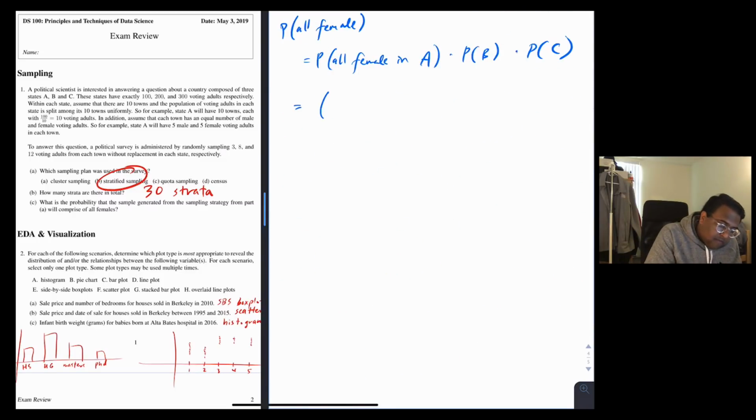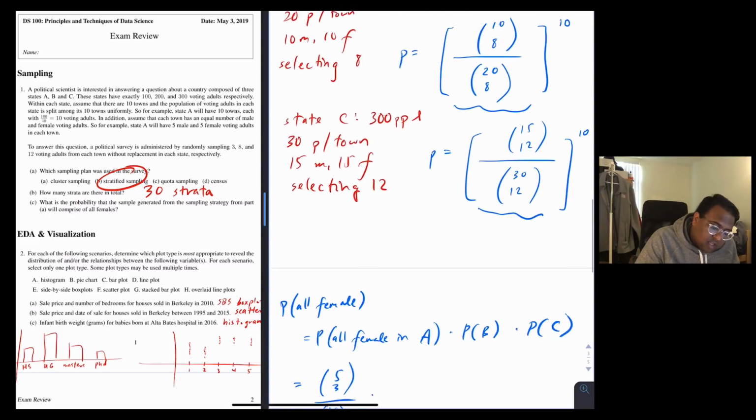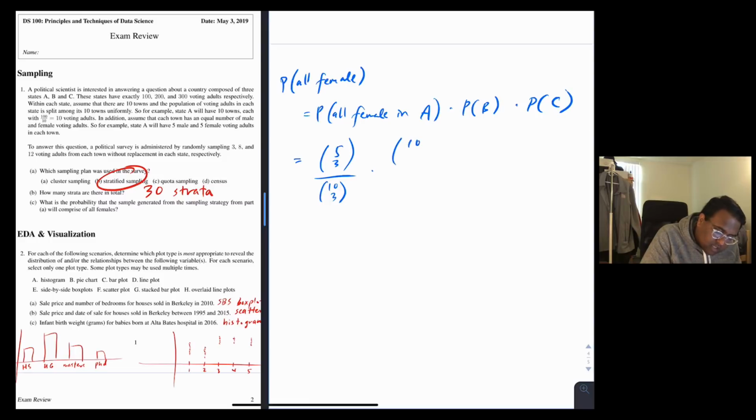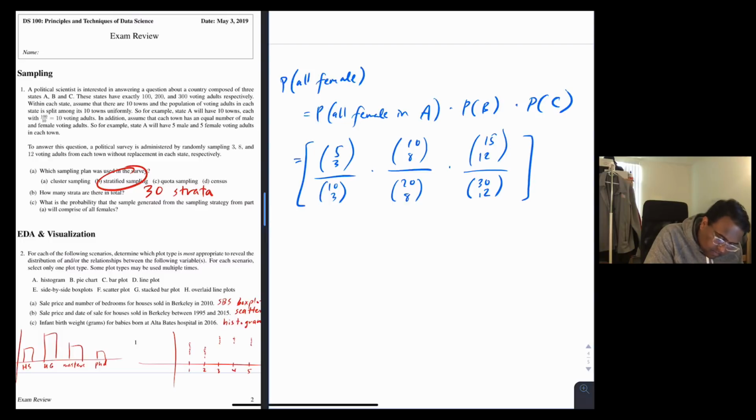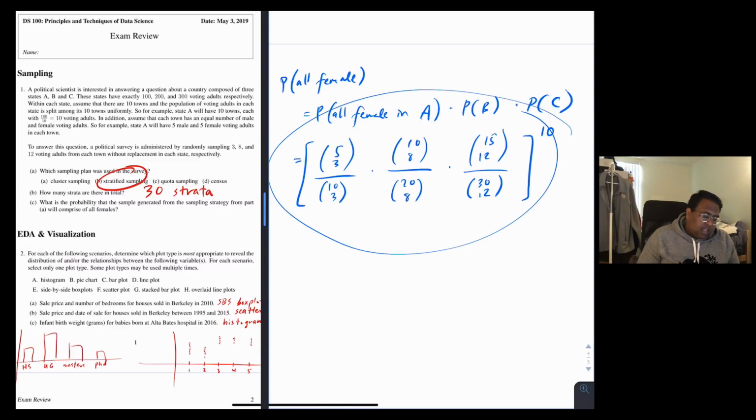So we have 5 choose 3 over 10 choose 3 times 10 choose 8 over 20 choose 8 times 15 choose 12 over 30 choose 12, all to the exponent 10. Okay, and so now this final result we have here is the probability that using this sampling strategy, all of the people we happen to sample end up being female.